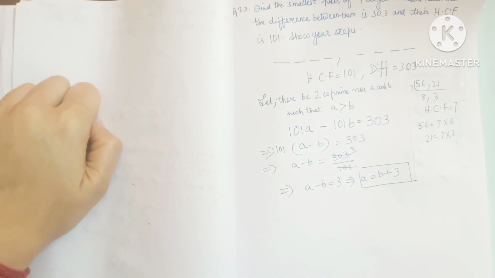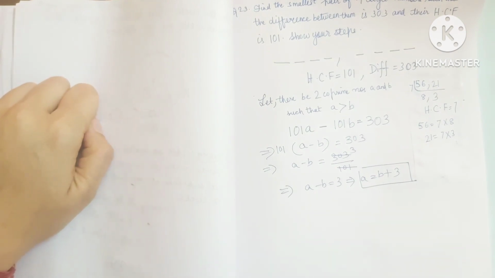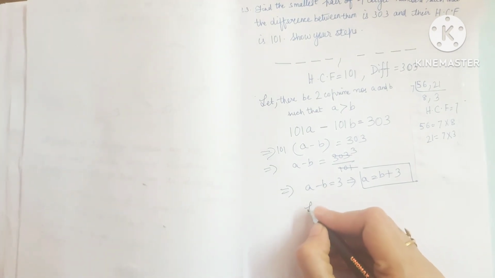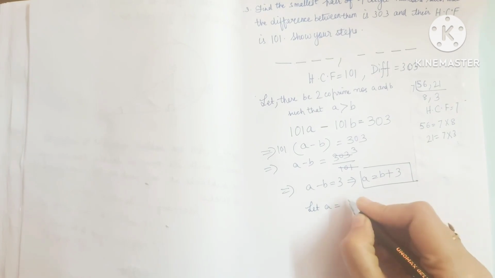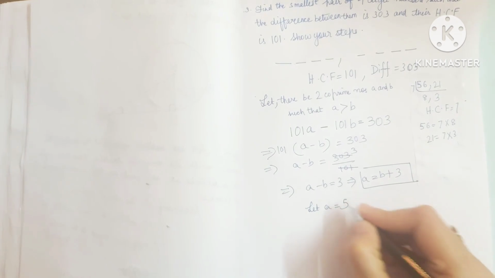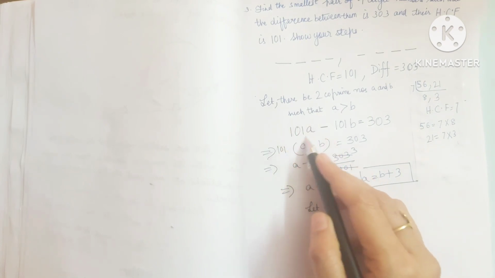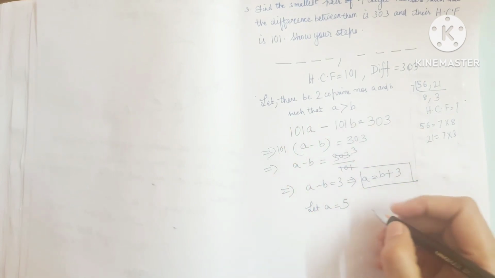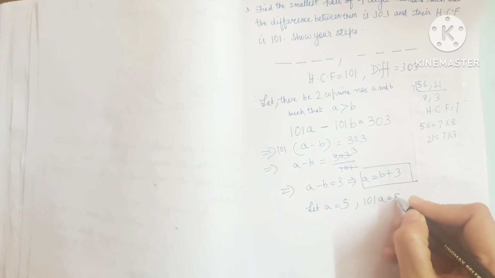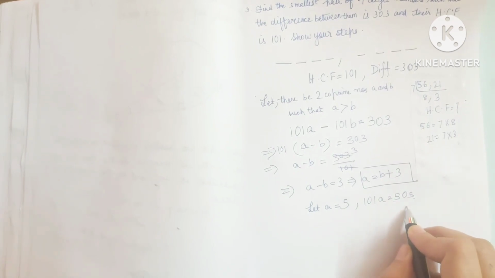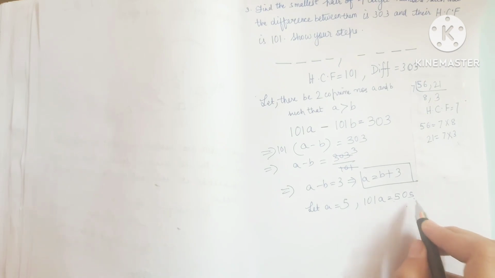How will we find it? A equals B plus 3, that we have got. Now, can I write, let A equal to, let me take any random number, 5. If I multiply 5 with 101, I'll get the number 101A. Let's see, 101A will be 505. But do I need a 3-digit number? I need a 4-digit number, and that too the smallest one. So A equal to 5 does not satisfy.